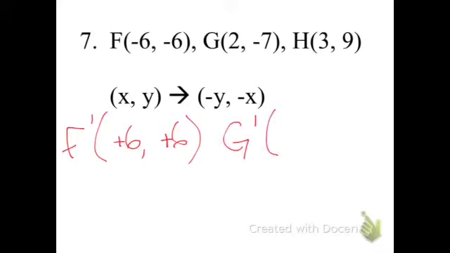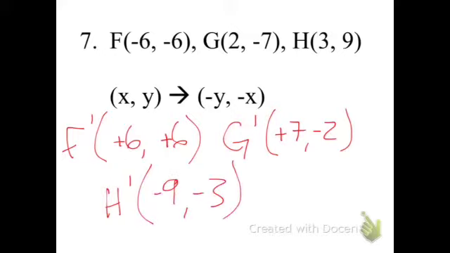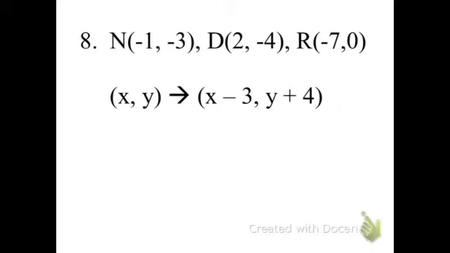G prime comes from G, which is at 2, negative 7. I need to switch the order, and I need to switch the signs on both of them. So G prime's at 7, negative 2. H prime comes from H, which is at 3, 9. I need to switch the order, and I need to switch the sign on both of them. So there's my H prime.